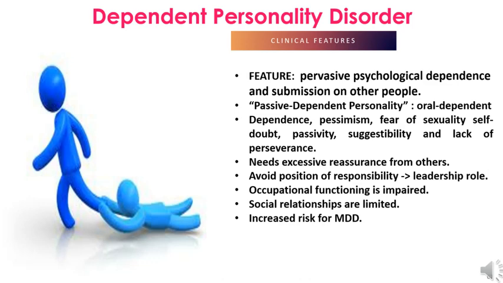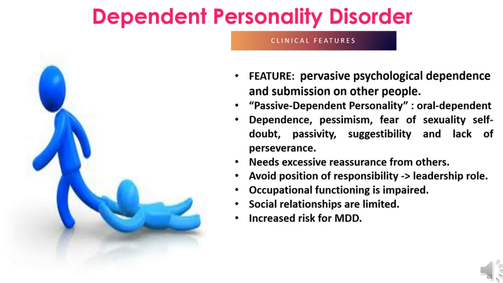In folie à deux, or shared psychotic disorder, one member of the pair usually has dependent personality disorder. The submissive partner takes on the delusional system of the more aggressive, assertive partner on whom he or she depends. Pessimism, self-doubt, passivity, and fears of expressing sexual and aggressive feelings all typify the behavior of persons with dependent personality disorder. An abusive, unfaithful, or alcoholic spouse may be tolerated for long periods to avoid disturbing the sense of attachment.